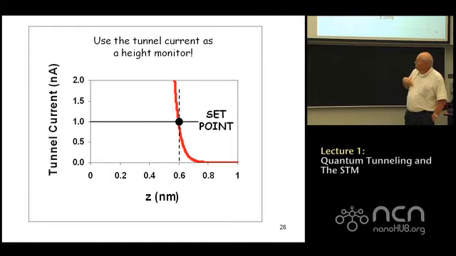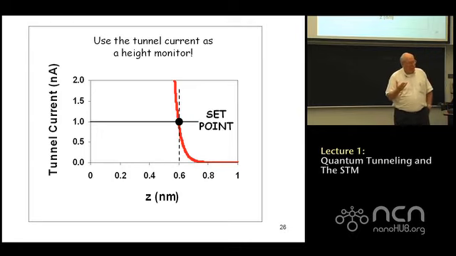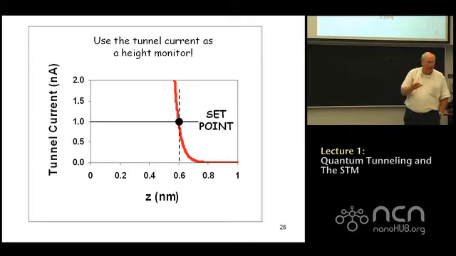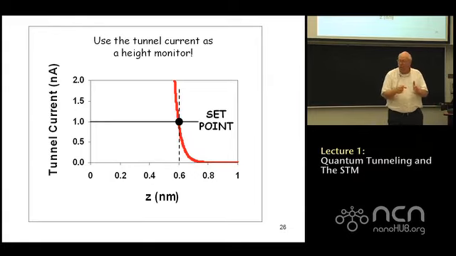And the idea that the group at IBM Zurich had was we can set that tunnel current, we can measure that tunnel current with reasonably high accuracy. Why don't we control the tunnel current by constantly adjusting the distance between the tip and the substrate? So you have to imagine there's a little machine inside the equipment that constantly adjusts this separation.